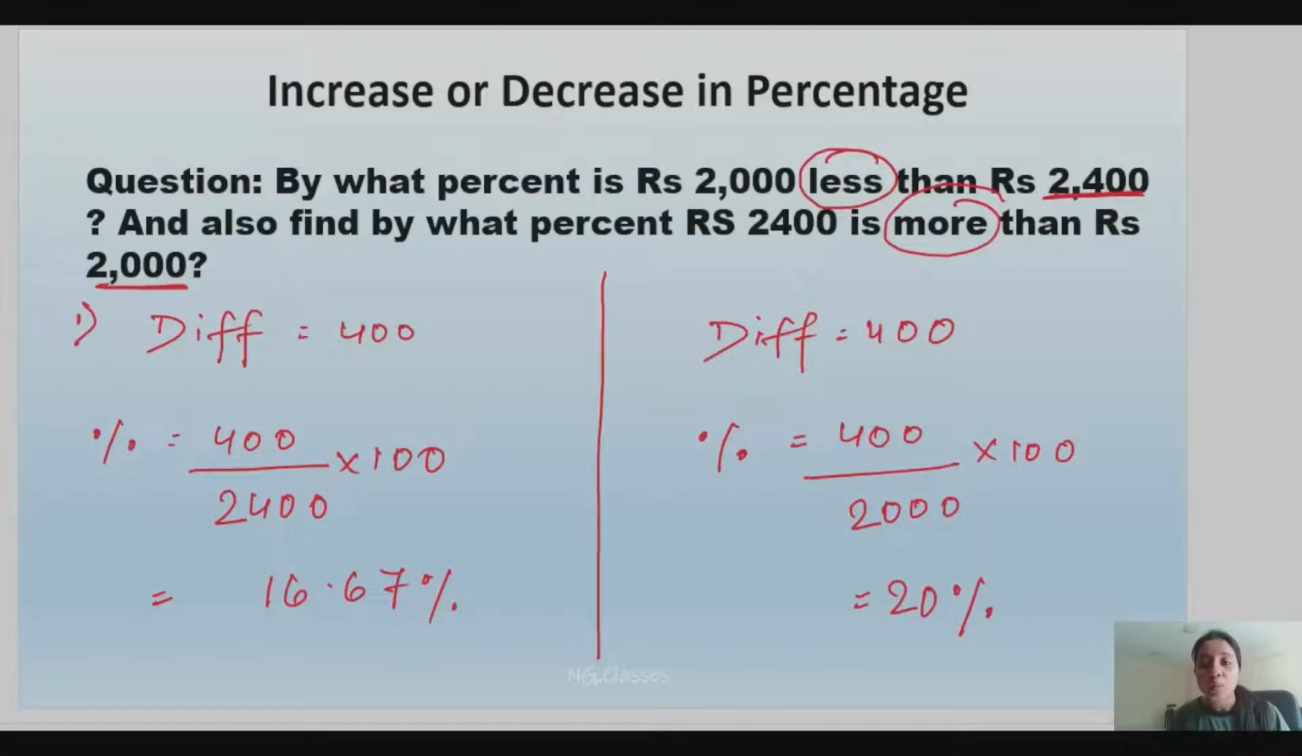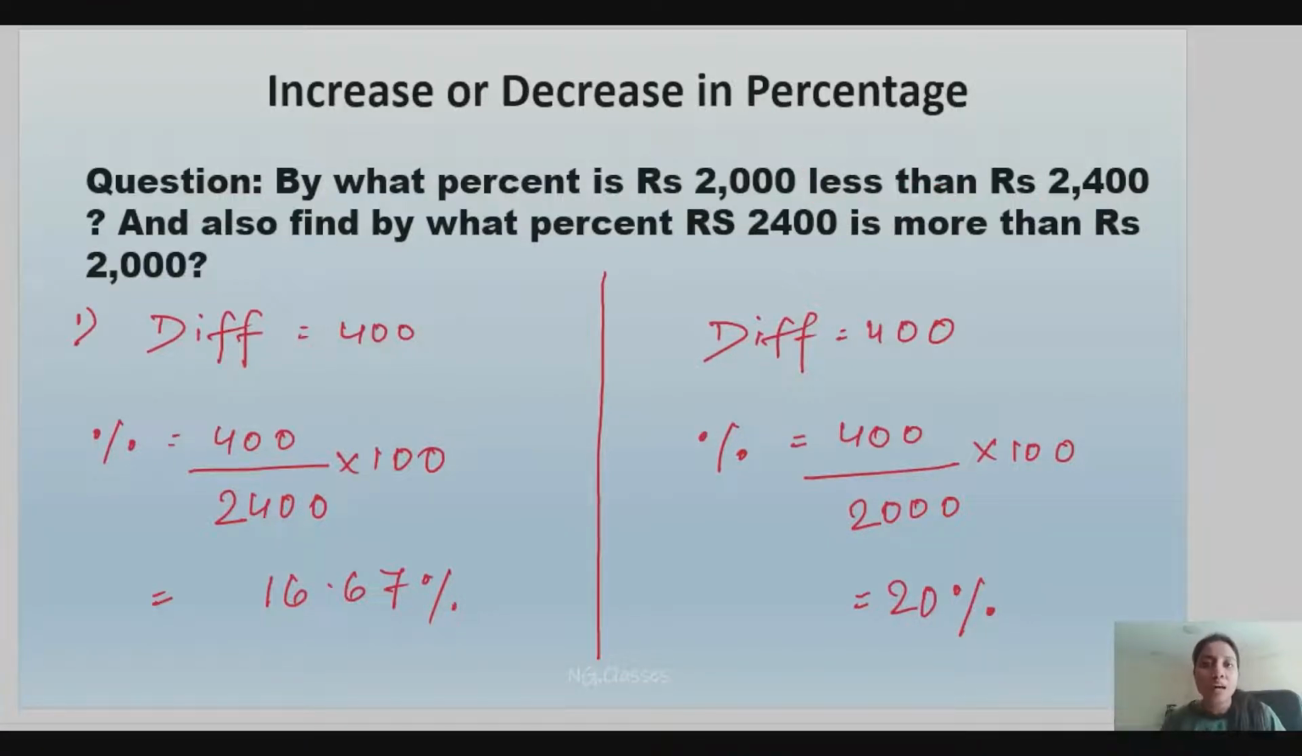Now see, both the percentages are different. Less percent is 16.67, more percent is 20%. So both the percentages will never be the same, even if you are comparing the same two numbers.